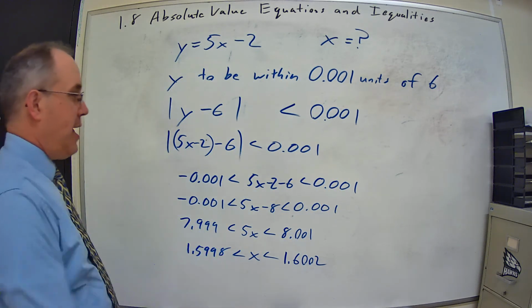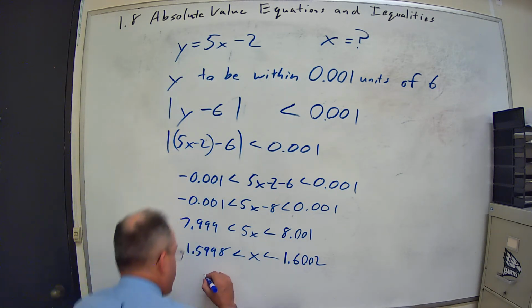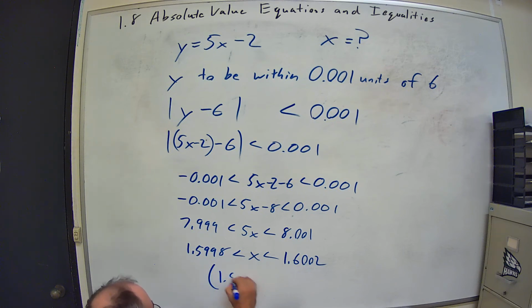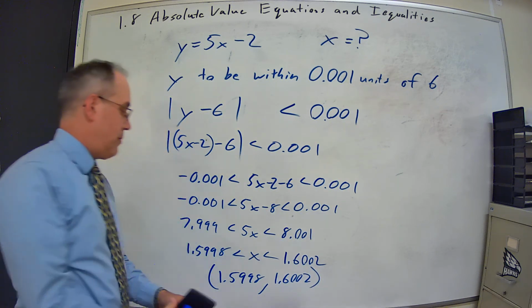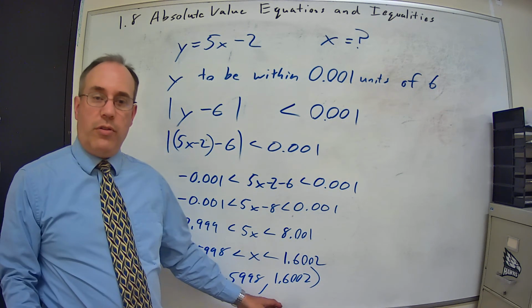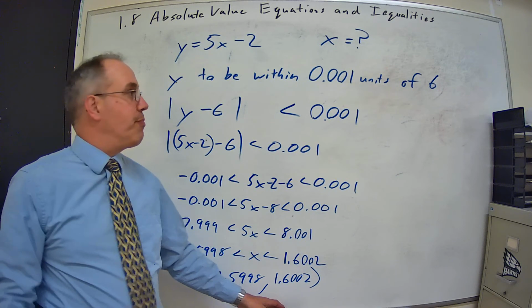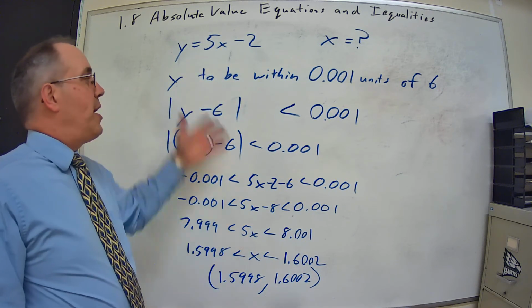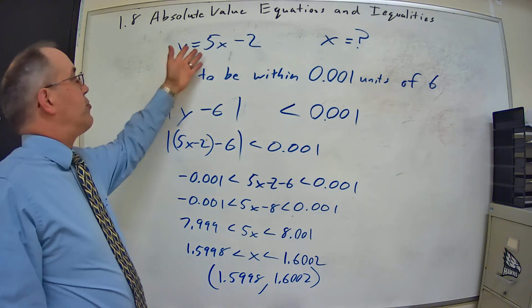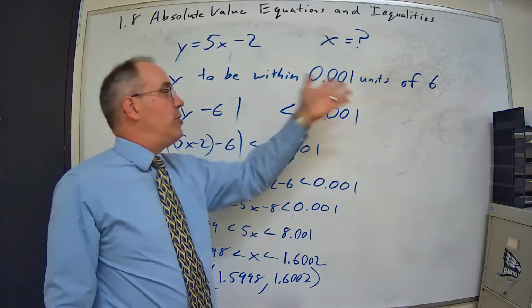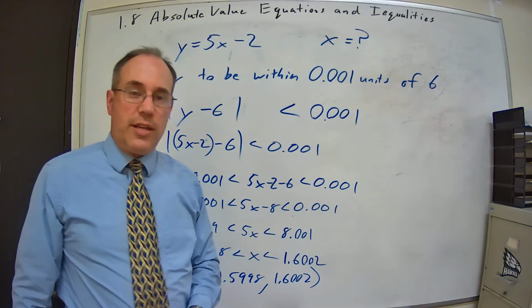So I can write it as that, or I can write it as (1.5998, 1.6002) in interval notation. So taking it from a word problem, something we need to figure out. And yes, there are numerous reasons why we may need to do a calculation like this.